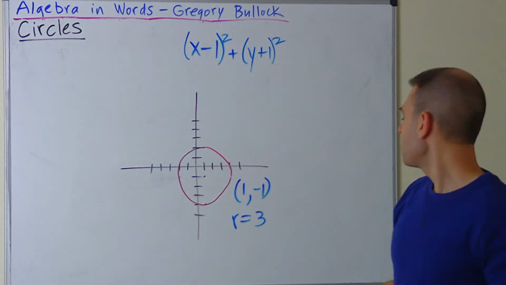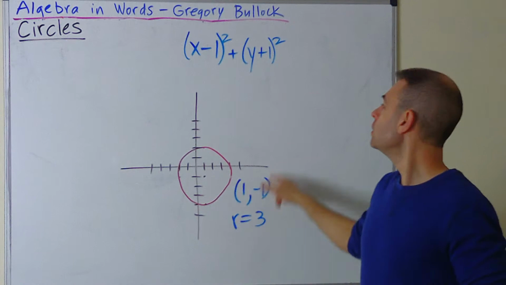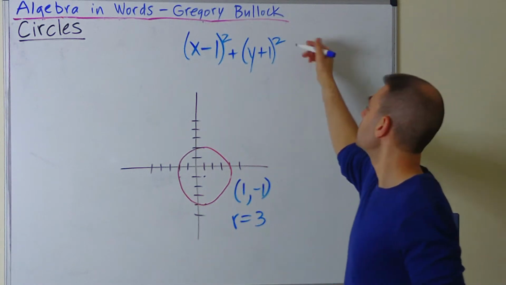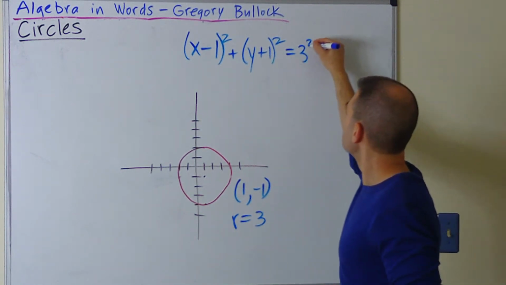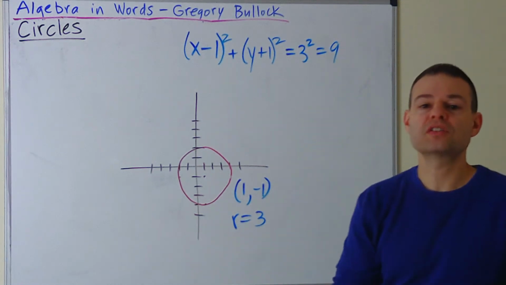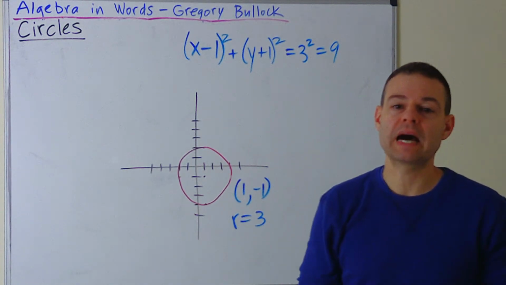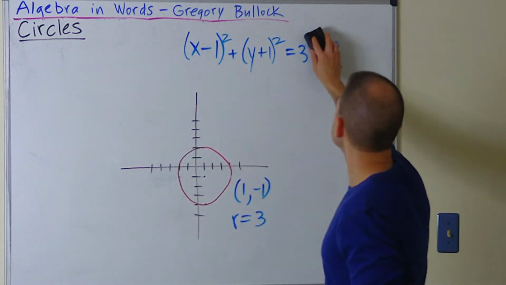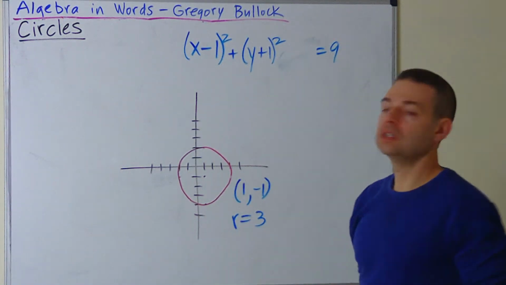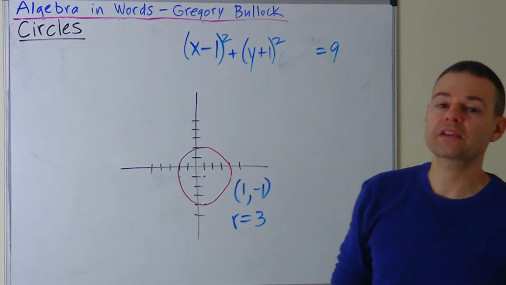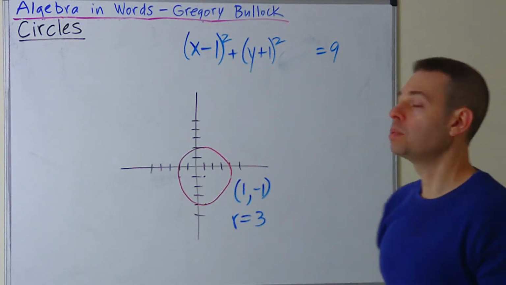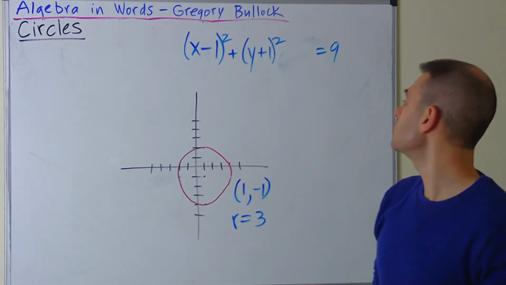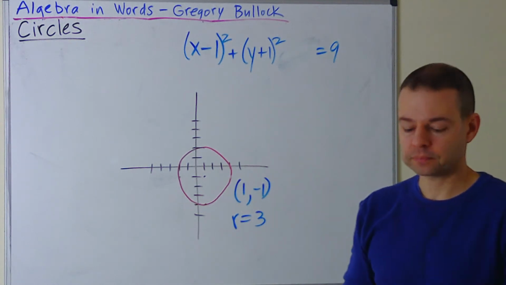squared. And we know the radius is 3, but this is r squared. So 3 squared, we should really put in as 9. So the best form answer would look like this. The quantity x minus 1 squared plus the quantity y plus 1 squared equals 9.